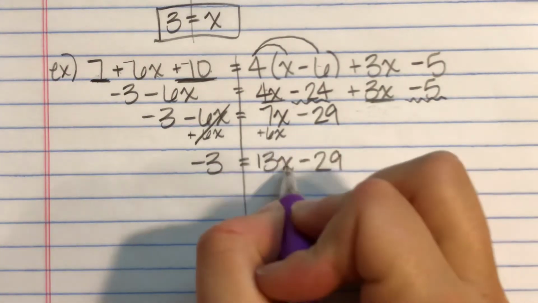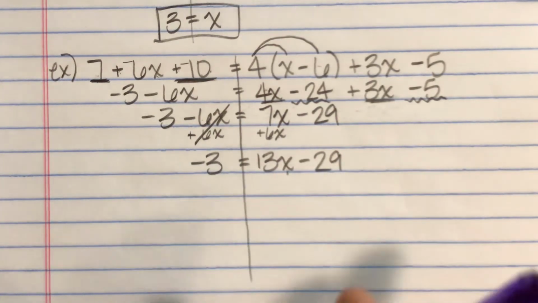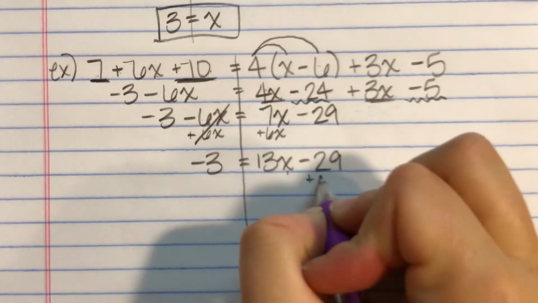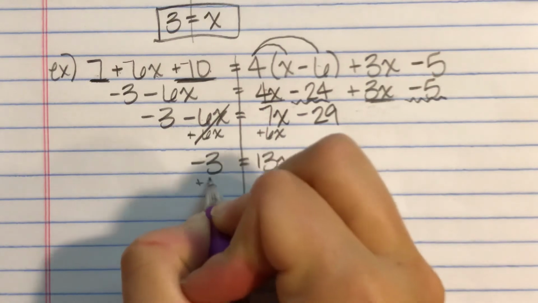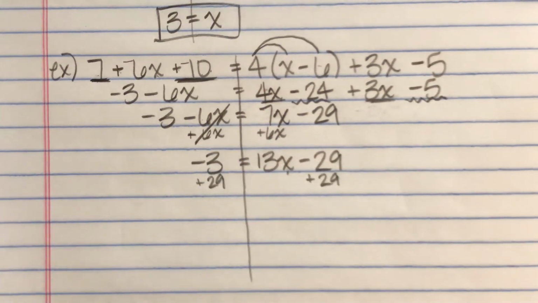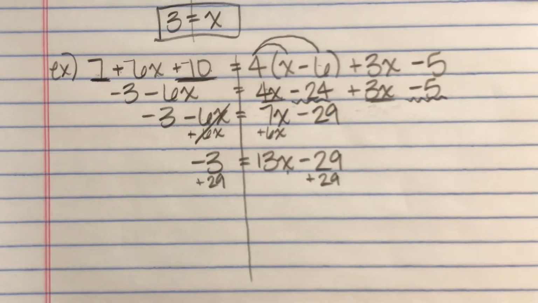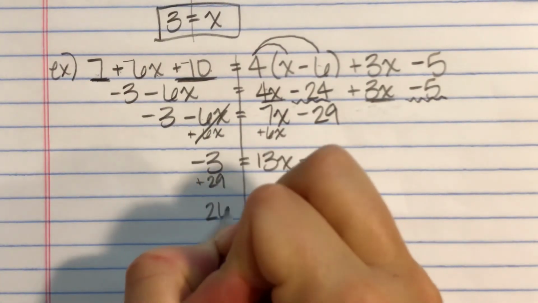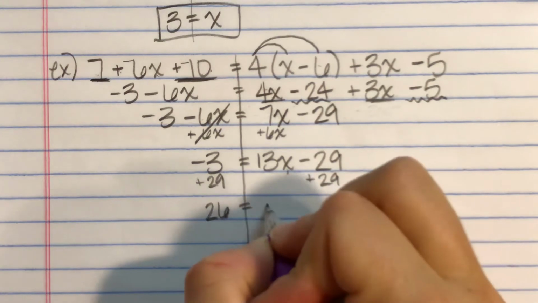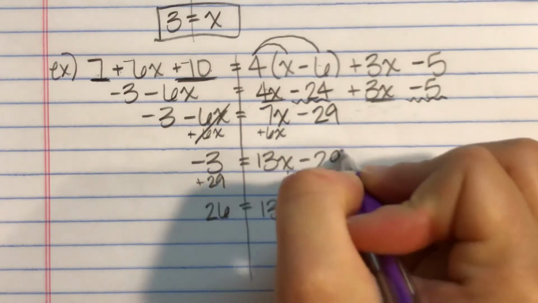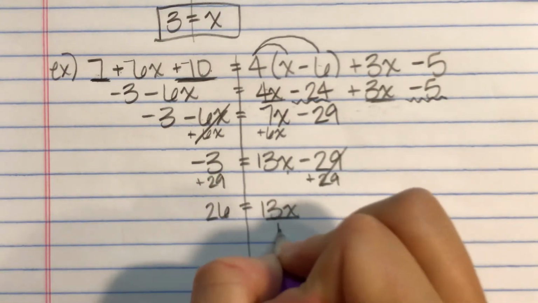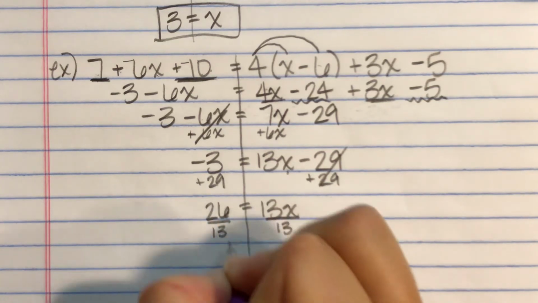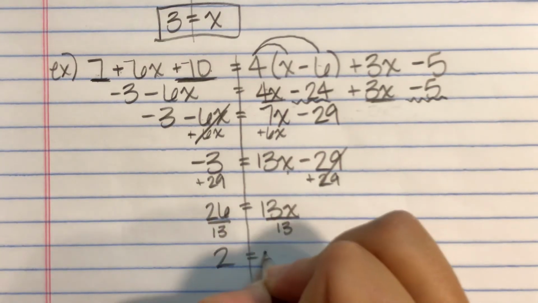Now I can go ahead and isolate this variable right here. So I'm going to add 29, the same exact steps we've been doing over and over and over again. Clear out the addition, subtraction before you clear out the multiplication. That gives me 26 equals 13x, because this canceled out. Divide by 13, and you get 2.